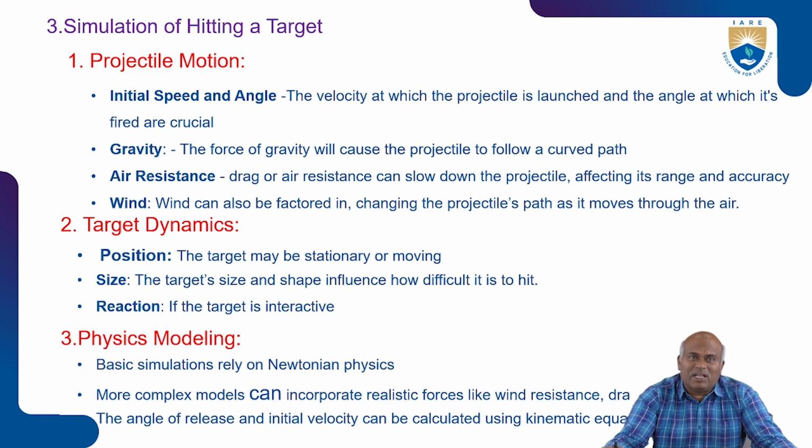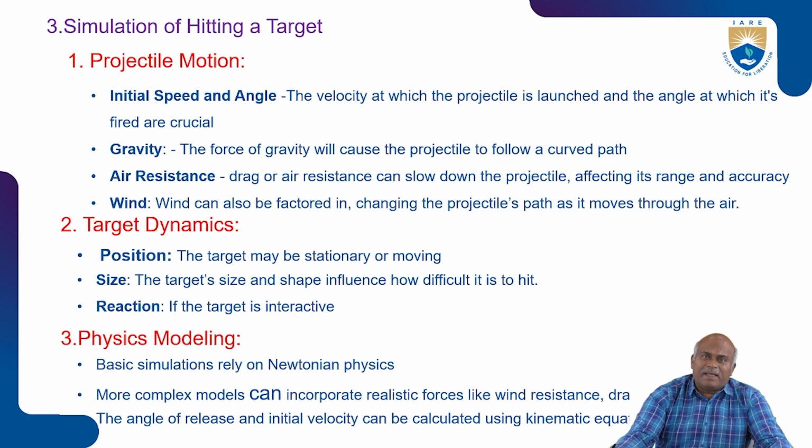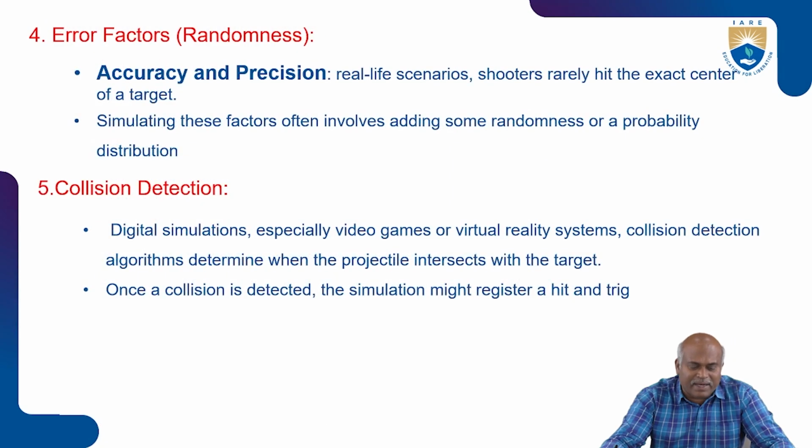Next, we go to the physical model. Basic simulation refers to Newtonian physics. A more complex model can incorporate realistic forces like wind resistance, drag, and gravity. The arrangement of the launch and the vector can be calculated using the kinematic equations.